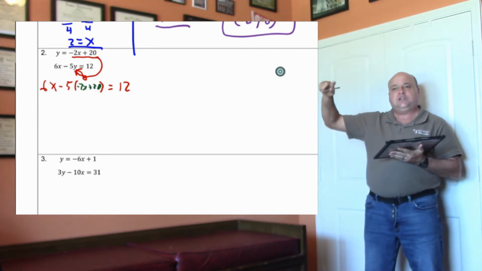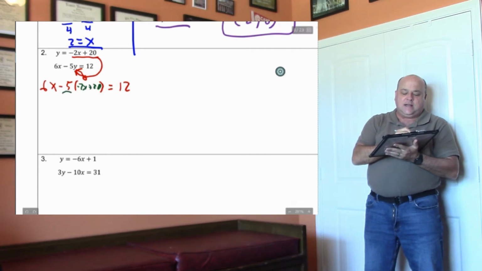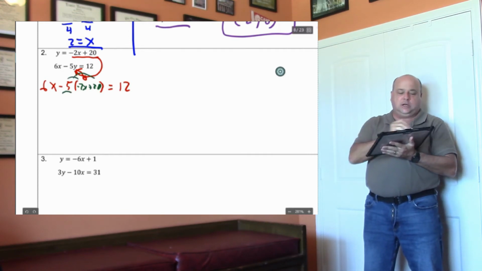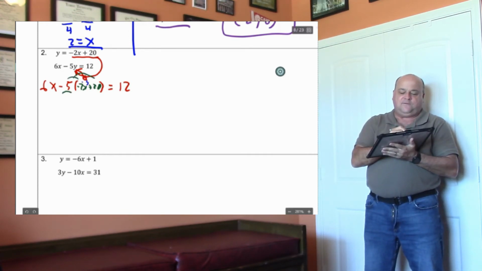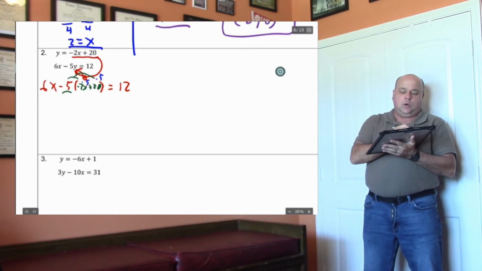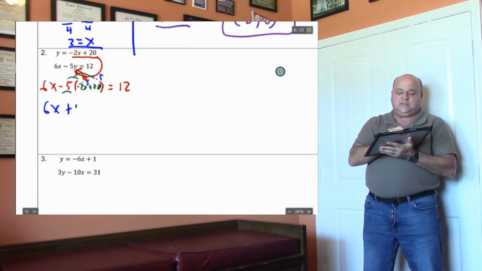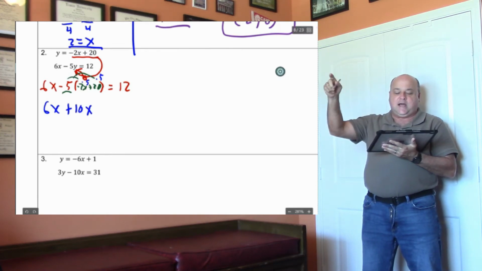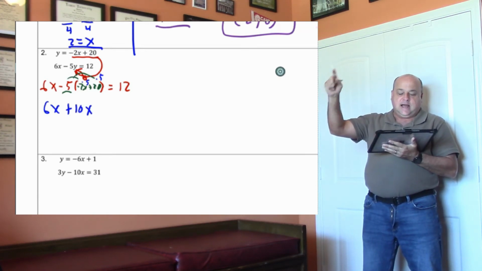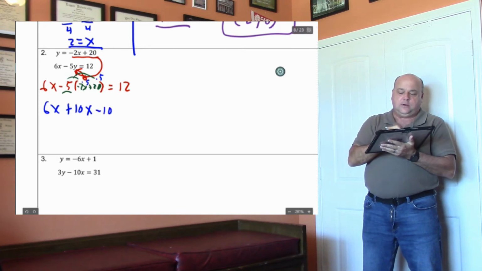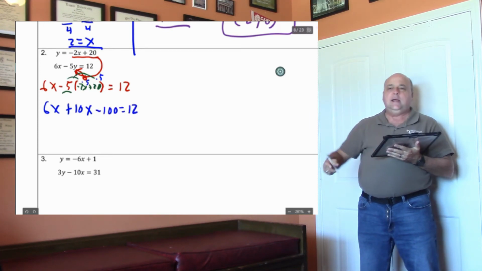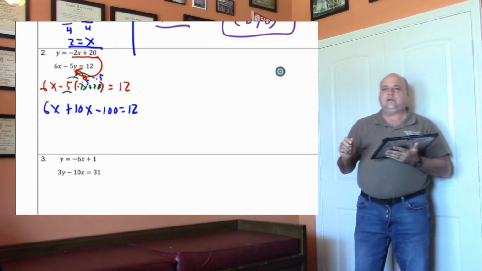I'm going to do the first step and let you solve it. So we're going to take that negative 5 and bluebell truck it. We're going to distribute the negative 5 to these two, aren't we? So we'll have 6x. Negative 5 times negative 2 is a plus 10x. Negative 5 times 20 is a negative 100 equals 12. Now then you would solve that for x, okay?